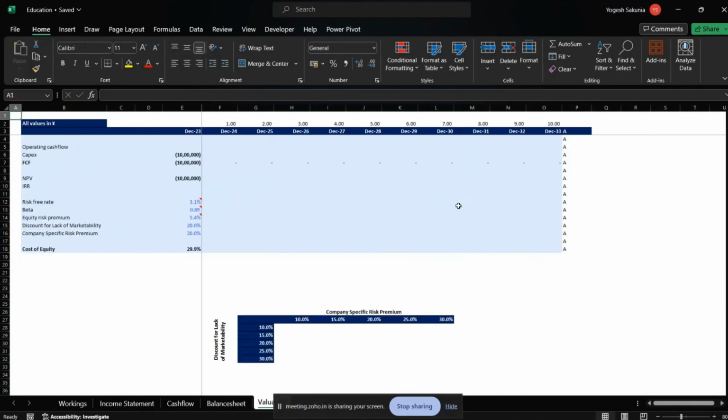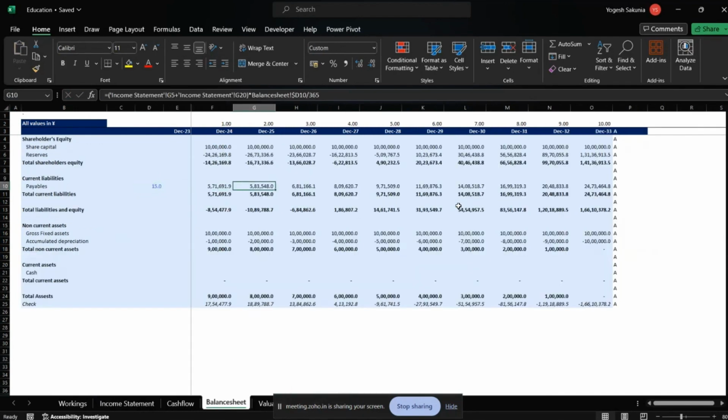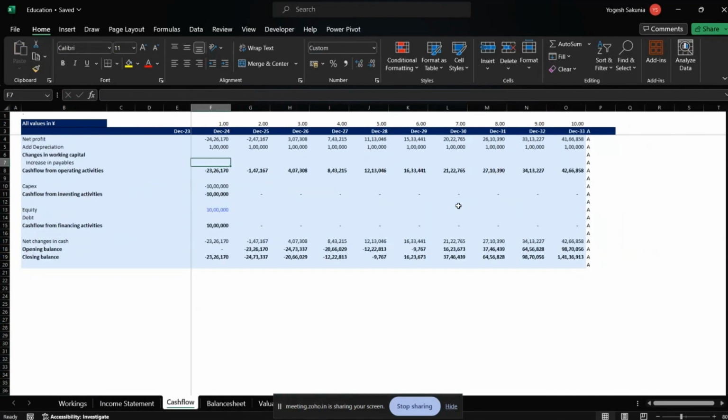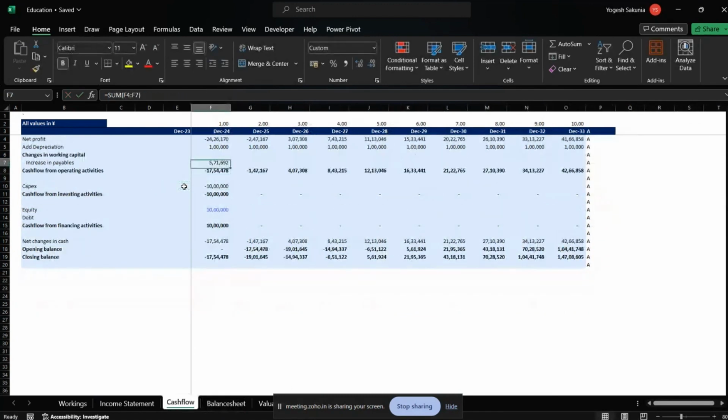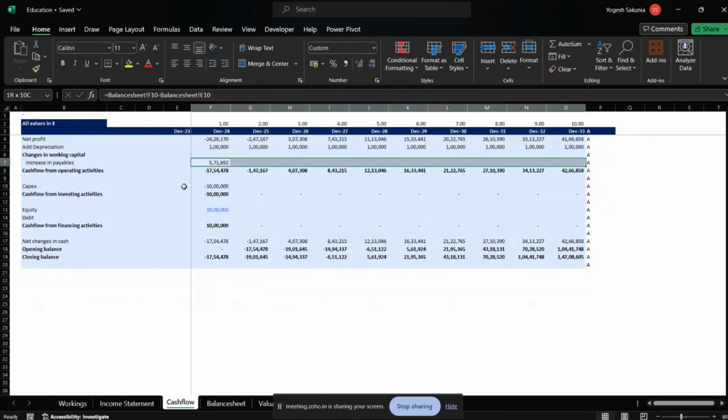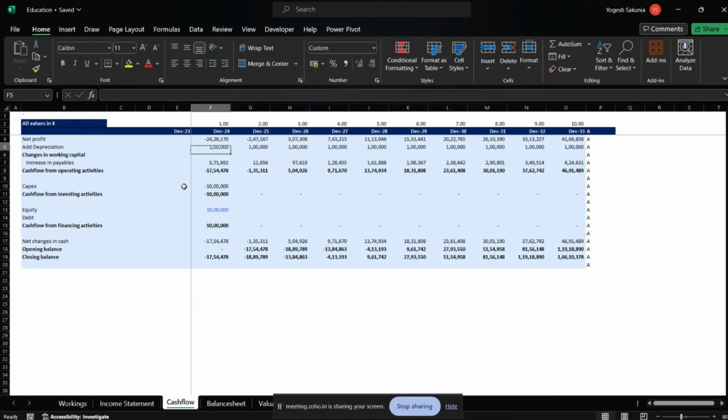Okay. So balance sheet, the cash flow payables is equal to the current payables minus the last year's payable, right? That is the changes in working capital, right? With this, our cash flow is also done because the other linkages were already there with us.